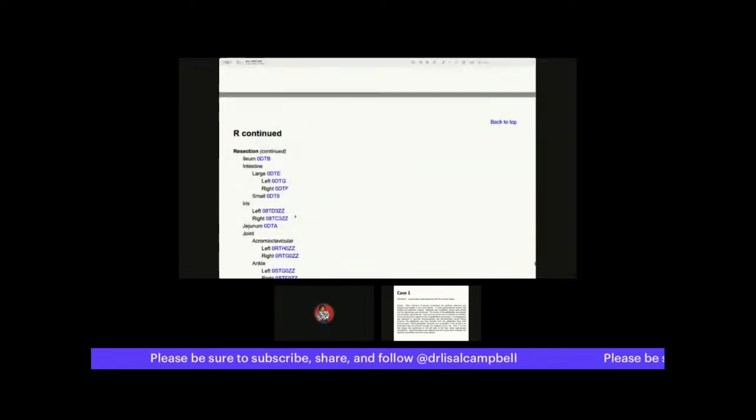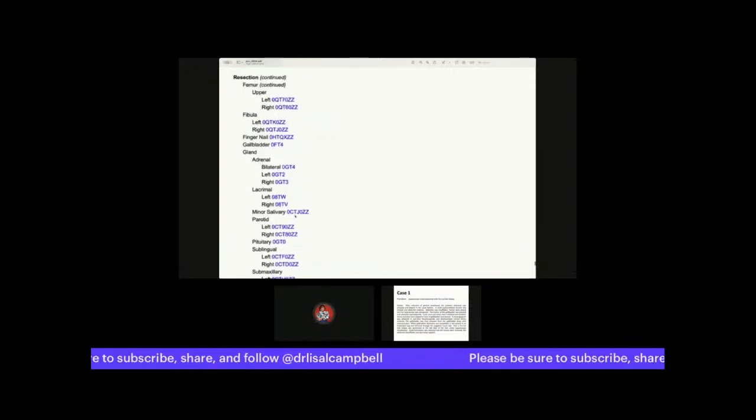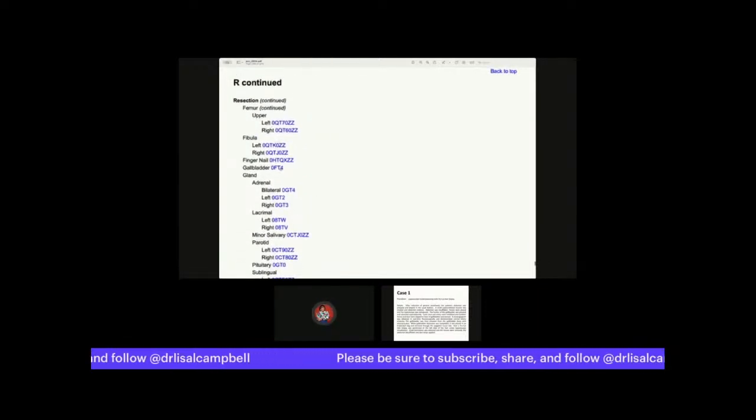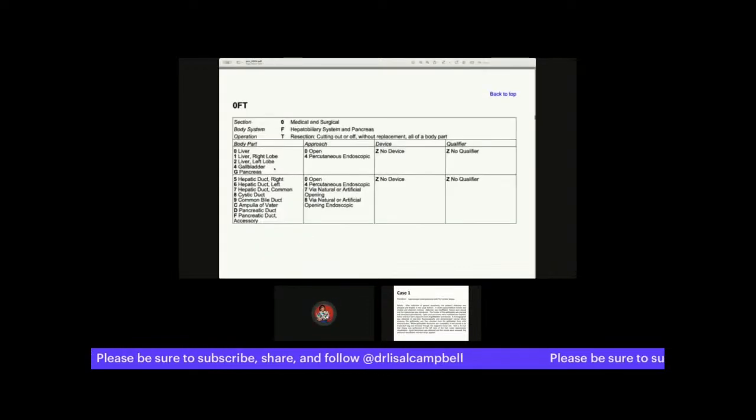And I think I might have skipped past gallbladder. It's hard to talk and scroll at the same time. All right, here we go. So here is gallbladder, and it's going to point me over to table 0FT. One of the things that you want to notice is that each table consists of 3 characters. When you have additional characters, it is giving you more information about that particular body part, approach, device, qualifier. So I'm going to click on this table here.